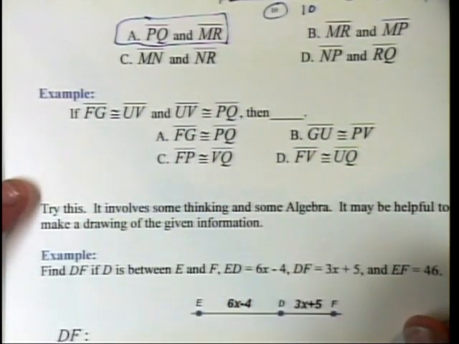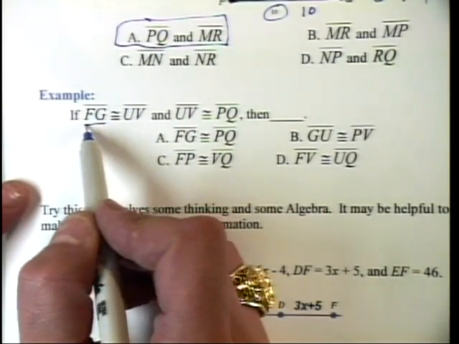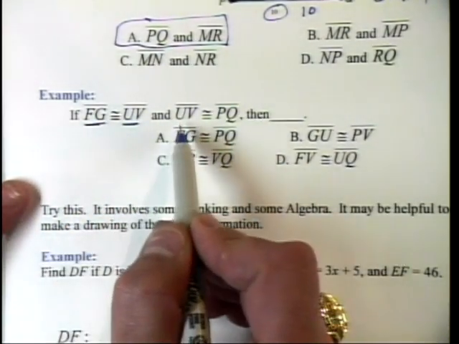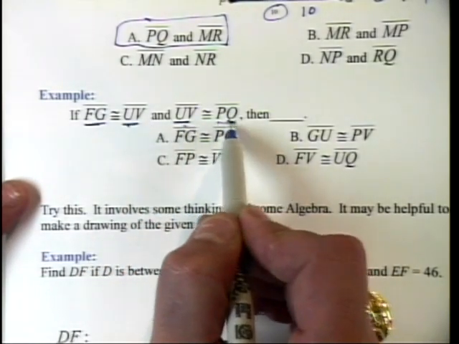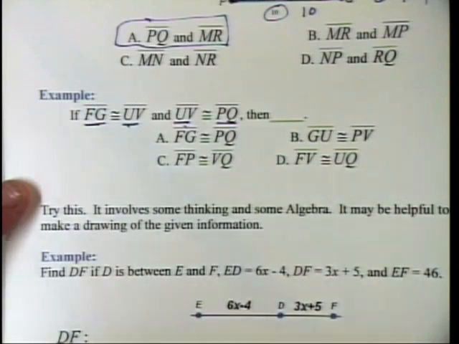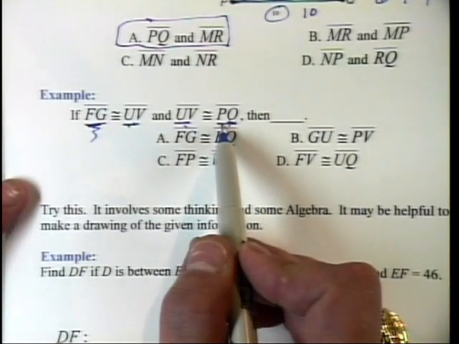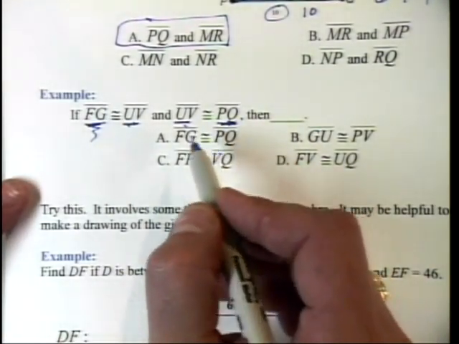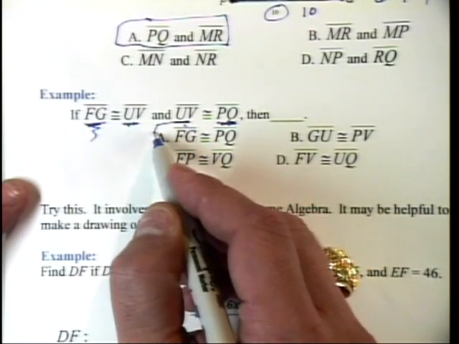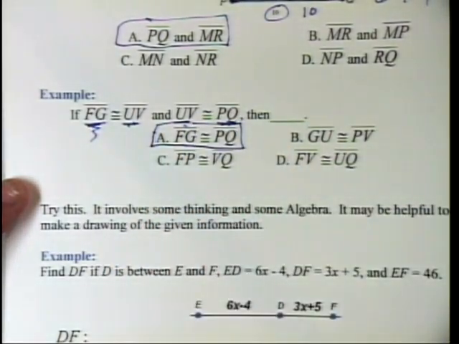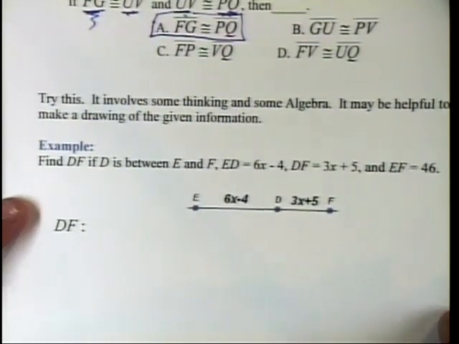Well, let's think about the segment addition postulate. Will that help us? I've got a segment FG that's equal to UV. I also know segment UV is congruent to another segment PQ. Well, how about this? If FG is equal to UV and UV is equal to PQ, then since FG and PQ are both equal to UV, doesn't it make sense that they should be equal to each other? Absolutely. And if their lengths are equal, then we can say that segment FG and segment PQ are congruent. And that is choice A.